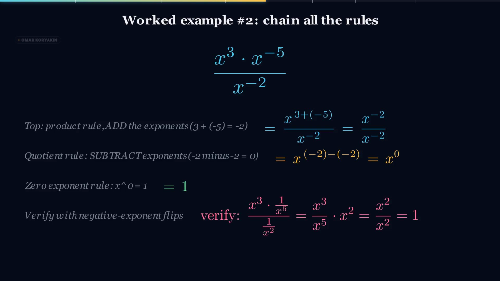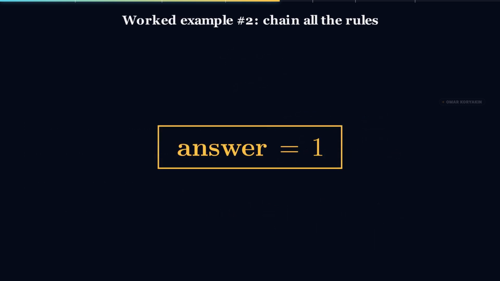Step 4. Verify by going through the negative exponent rule explicitly. Rewrite x to the negative 5 as 1 over x to the 5th, and rewrite x to the negative 2 as 1 over x squared. The original expression becomes a fraction whose numerator is x cubed times 1 over x to the 5th, and whose denominator is 1 over x squared. Working through the arithmetic gives x squared over x squared, which equals 1. So the final answer is 1.